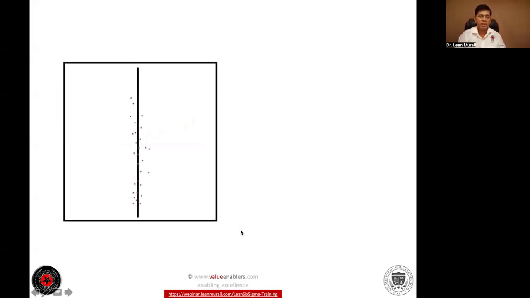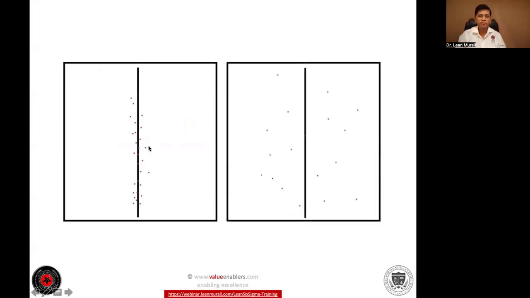Now, if you see here, there is a central line, there is a variation. If you see here on the right hand side, where is the variation more, left side or right side? LHS or RHS? Naturally, right hand side, the variation is more, right? Excellent.